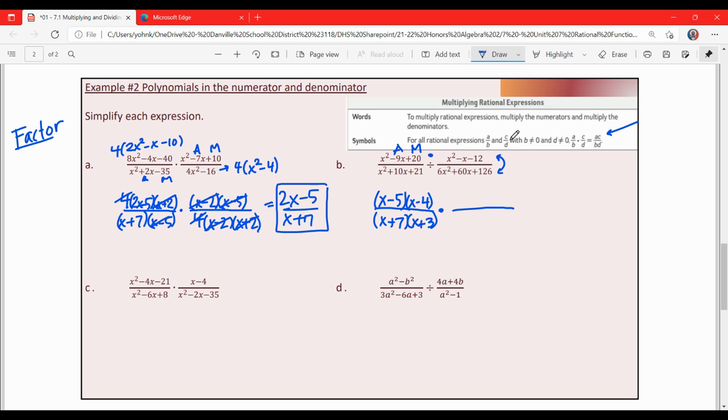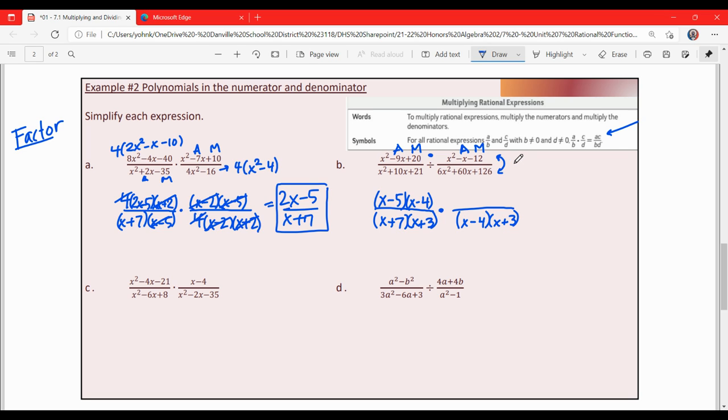Now remember on this side I'm flipping. So when I do x squared minus x minus 12, that's going to go on the bottom. So I put my x's. I need to add to get -1, multiply to get -12. So that's going to be a -4 and a +3. And then notice in the bottom, it's actually going to go on top.